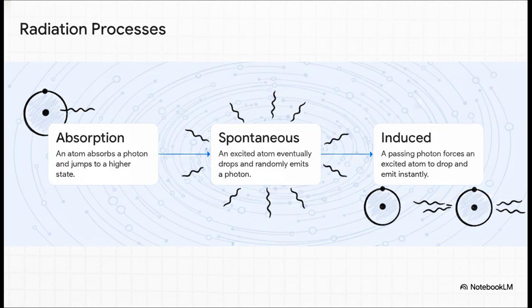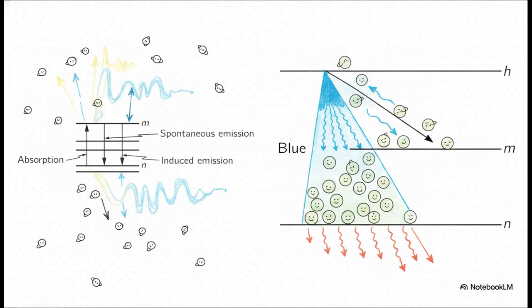He figured out that if an atom is already excited, a passing photon of the exact right frequency can actually force that atom to drop its energy instantly, emitting a second, perfectly identical photon in the exact same direction. Now contrast the normal equilibrium on the left with a clever trick on the right. In normal equilibrium, most atoms are just sitting peacefully in their lowest energy state. Shine light on them, they absorb it, simple.